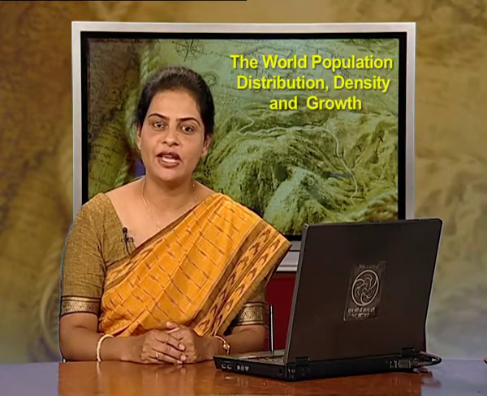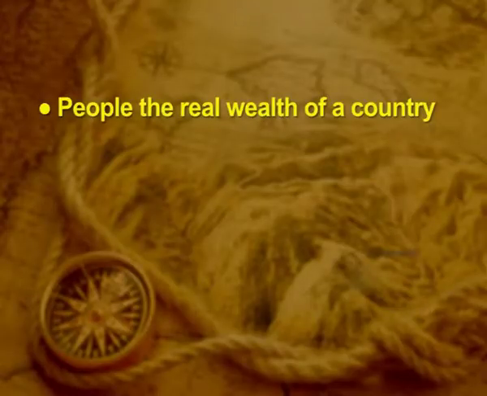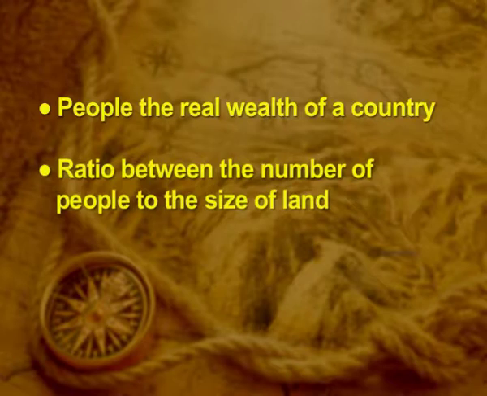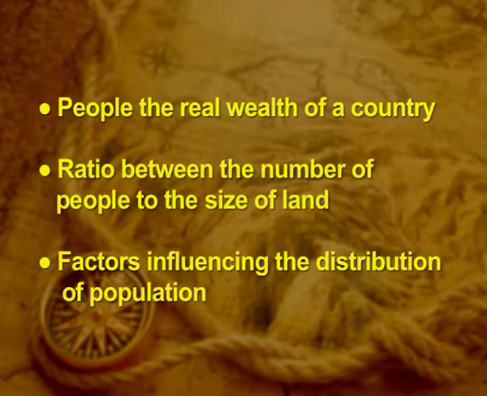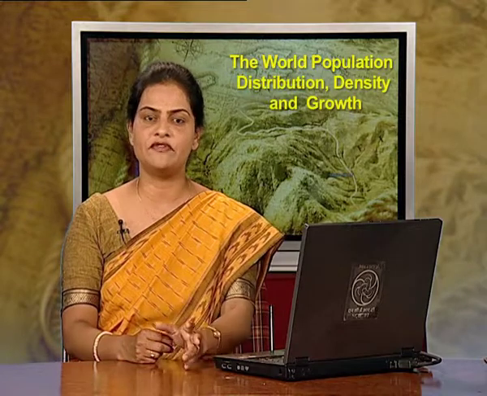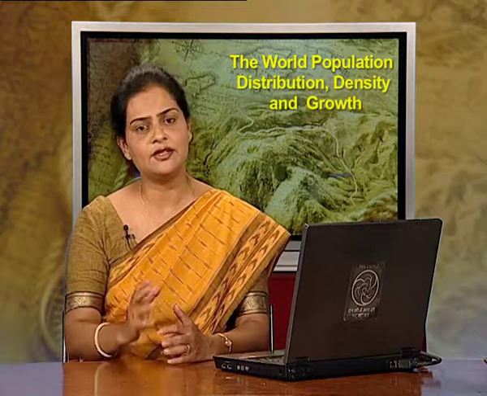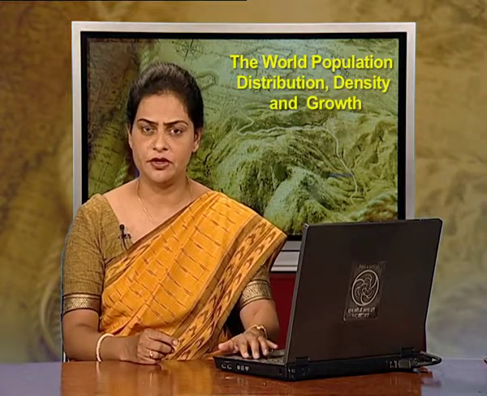Let us have a recap of what we have learned so far. We have learned people, the real wealth of a country. The ratio between the number of people to the size of land is known as the density of the population. Factors affecting the distribution of population is the third thing that we have learned. So far, we have learned only the geographical factors. Let us now learn how economic and cultural factors are affecting the population distribution.